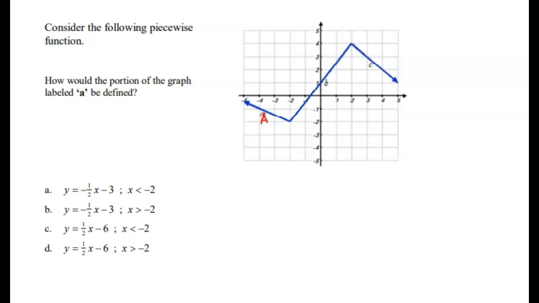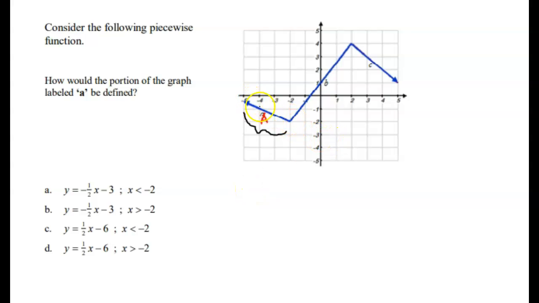All right, guys. One of the things you'll also have to do is recognize the graphs of piecewise functions and also recognize the graphs of step functions and be able to say which equation matches the graph. It says consider the following piecewise function. How would the portion of the graph labeled A be defined? I see this piece right here labeled A. Let me change my color. So this piece is the part that's labeled A.